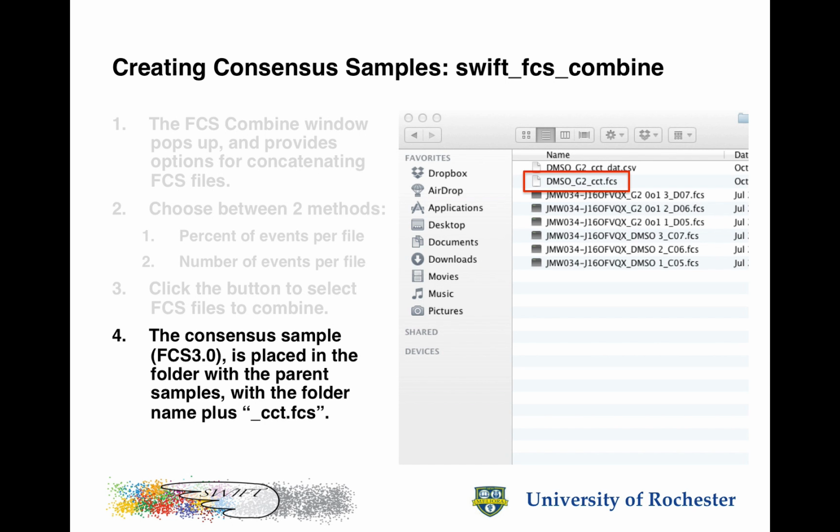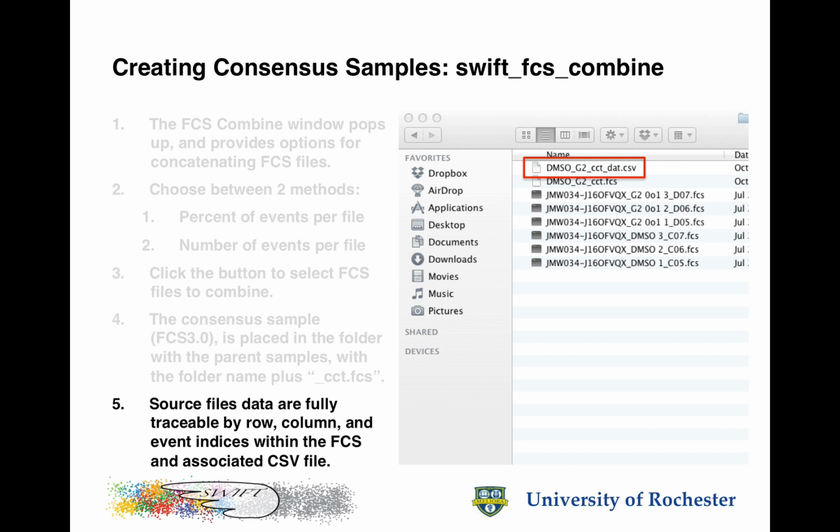The output of that process is two new files. One of them is an FCS 3.0 file that carries the name of the folder that the files were in. It appends cct for concatenate.fcs. So that file is now a new FCS file containing the subsampled and concatenated files that you selected. The other file is a CSV file that contains the information about the file names and the number of cells, and also the index numbers of those samples within the concatenated FCS file, so that you can always go back and locate which events came from which file.